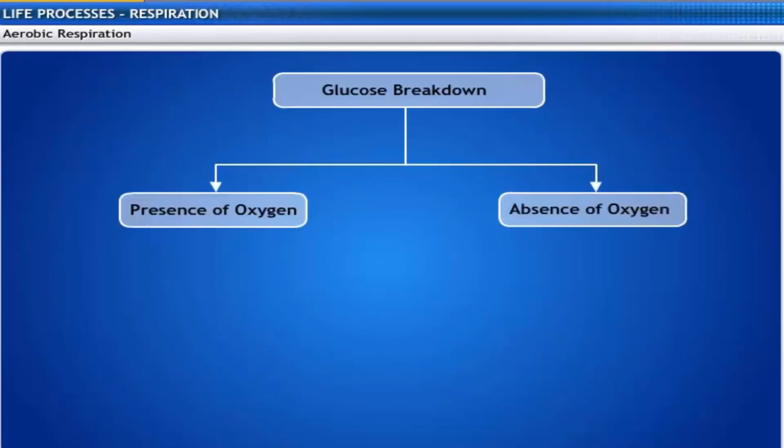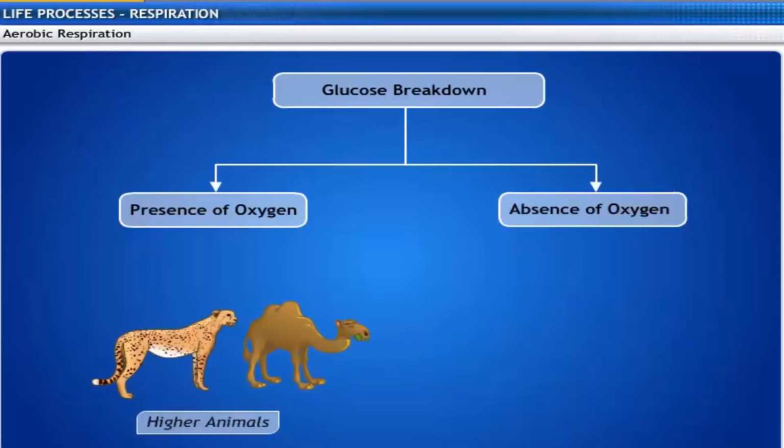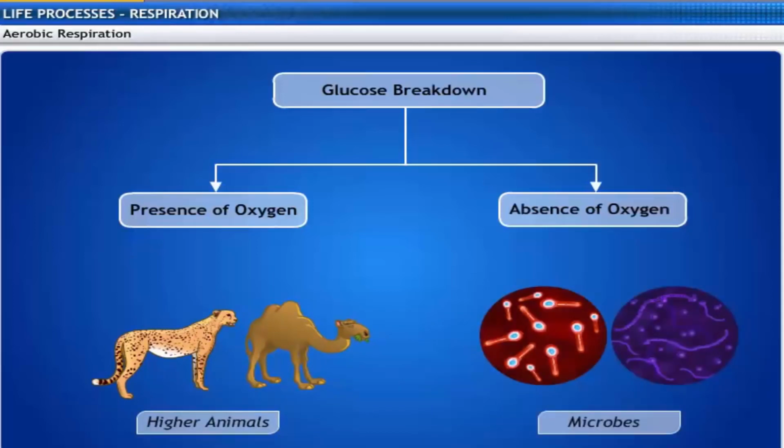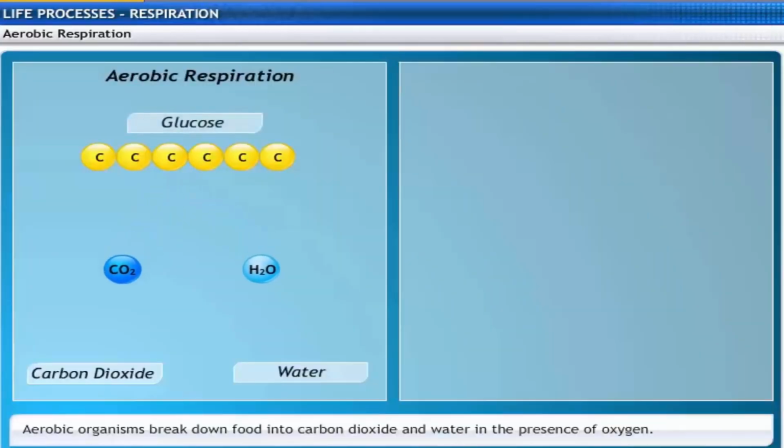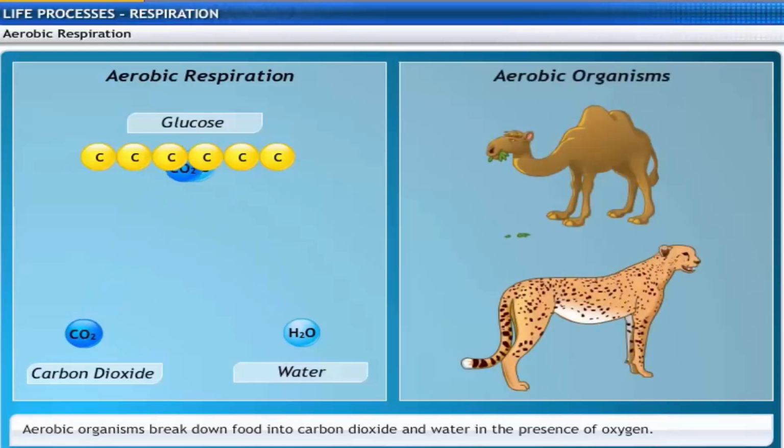Glucose can be broken down both in the presence or in the absence of oxygen. All higher animals need oxygen to break down glucose, while some microbes break down glucose in the absence of oxygen. Food in the form of glucose breaks down into carbon dioxide and water. Since this process takes place in the presence of oxygen, it is known as aerobic respiration. Organisms that break down their food in this manner are called aerobic organisms.